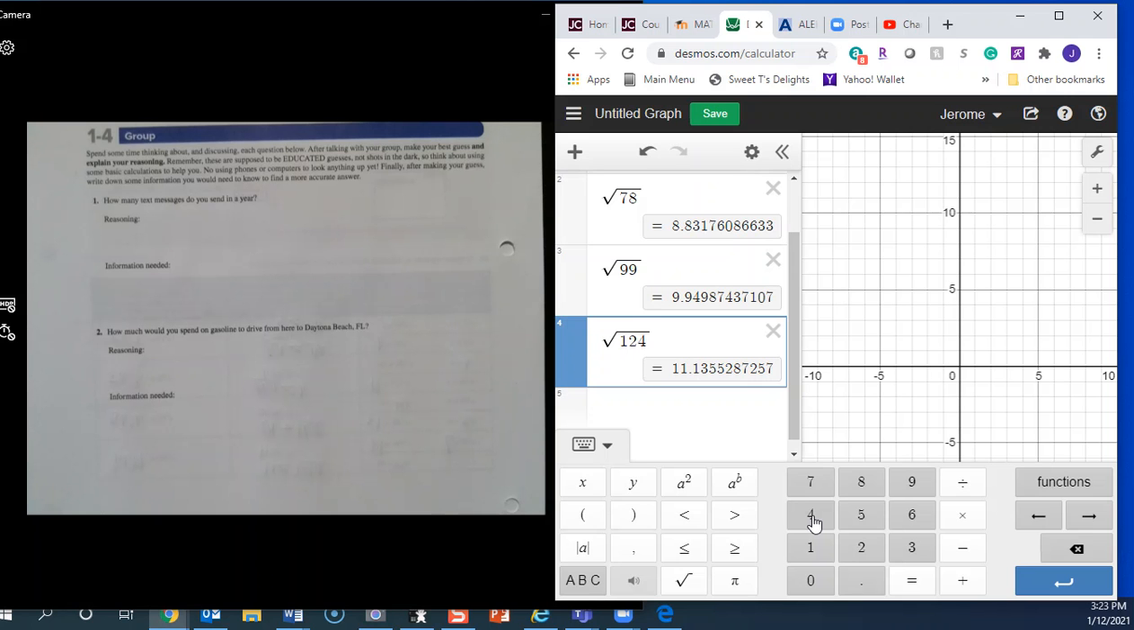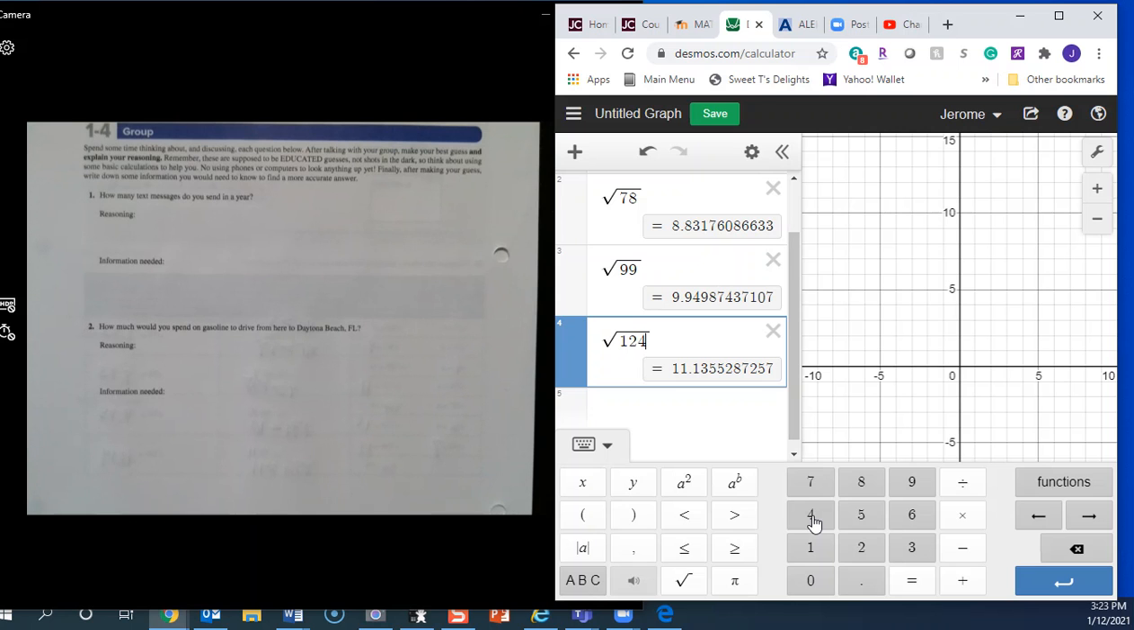problems. So the couple that I would choose is problem number 1, and then it'll be problem number 6, which will be on page 51. So let's look at problem number 1. It says, spend some time thinking about and discussing each question below. After talking with your group, make your best guess and explain your reasoning.